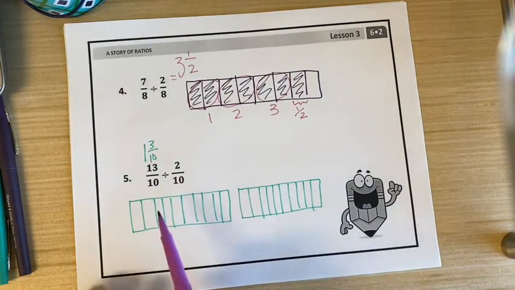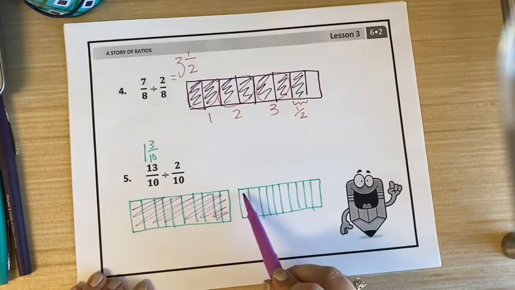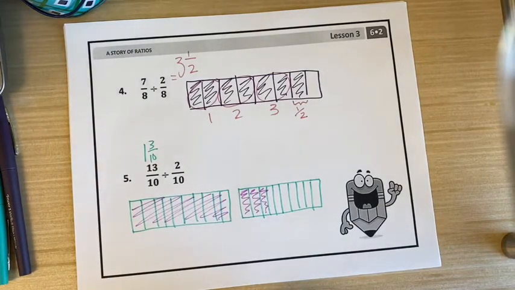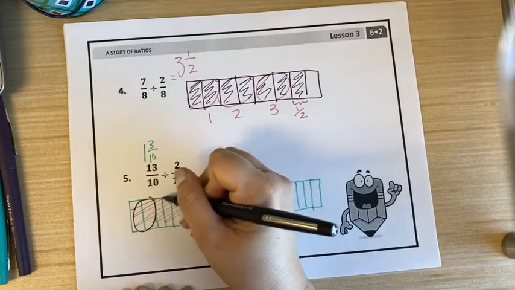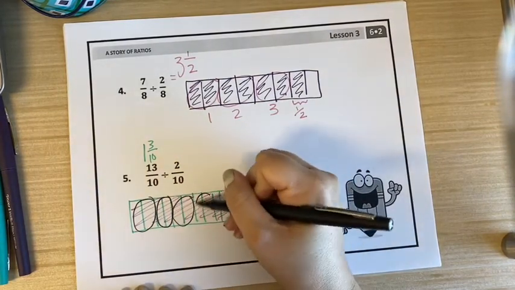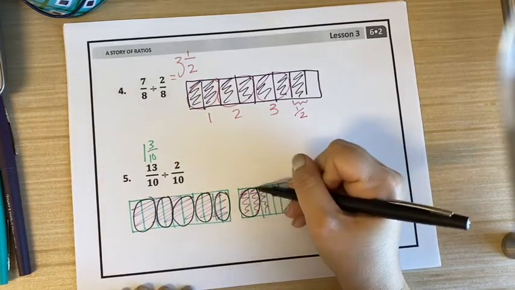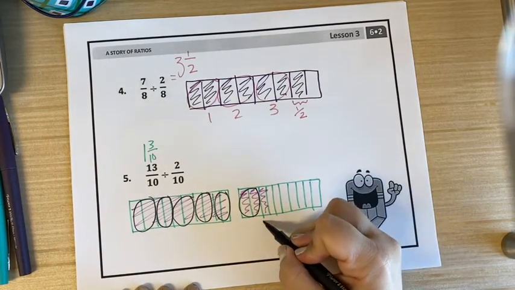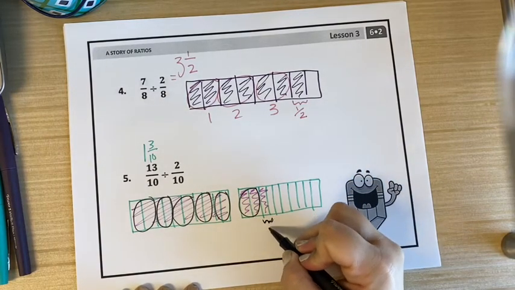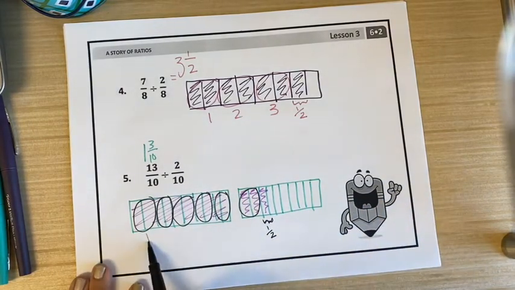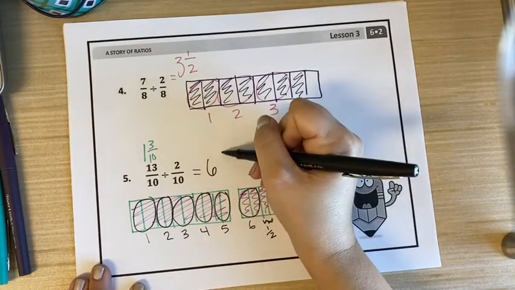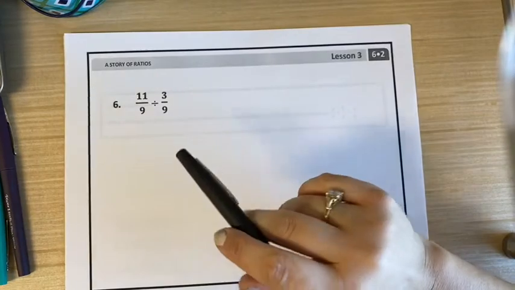All right, 13/10 is going to be this whole group of 10/10 plus 1, 2, 3 more. And I want to split that into 2/10. So 2/10, 2/10, 2/10, 2/10, 2/10, 2/10. And right there, I already know that I have 1 out of the 2 that I would need to make another group, so 1/2. So we've got 1, 2, 3, 4, 5, 6. So 6 1/2. Okay, number 6 I'm gonna skip because it's the same idea.